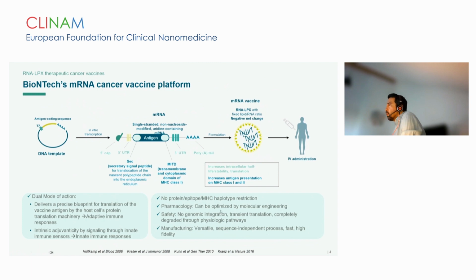So RNA has a dual mode of action. First, it delivers the information for the generation of the antigens, so for the ribosomes. And it also has an interesting adjuvanticity by signaling through innate immune sensors to induce innate immune responses. So by this, you don't need an extra adjuvant for your vaccine. There's no protein, no haplotype restriction. It can be optimized, as I mentioned, by any type of molecular engineering. It is safe, and it has been shown safe in many different clinical trials, we all know. And manufacturing is very versatile. It can be manufactured at very high amounts that we can produce billions of doses, versus in very small amounts, for example, personalized cancer vaccines.